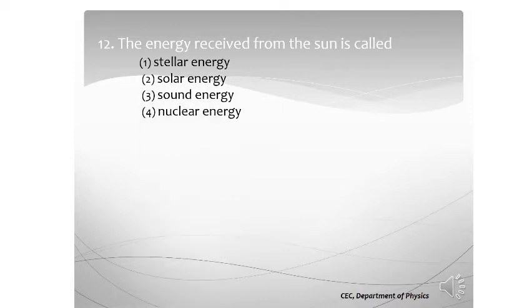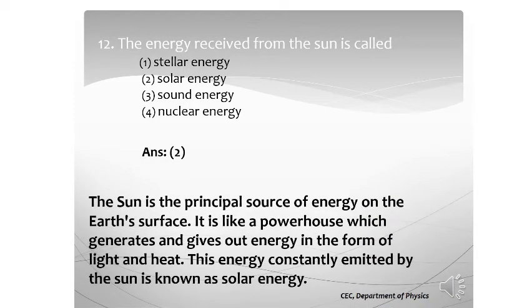Next, energy received from the sun is called stellar energy, solar energy, sound energy, nuclear energy. Answer 2. Solar energy. The sun is the principal source of energy on the Earth's surface. It is like a powerhouse which generates and gives out energy in the form of light and heat. This energy constantly emitted by the sun is known as solar energy.